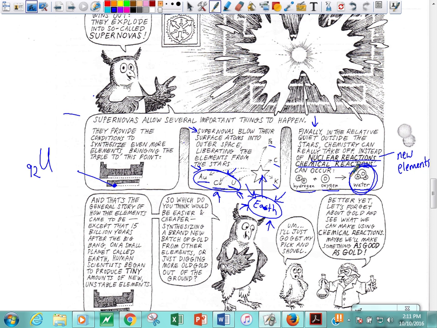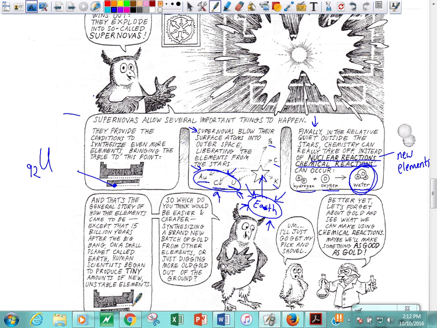And that's the general story of how the elements came to be, except 15 billion years after the Big Bang, on a small planet called Earth, human scientists began to produce tiny amounts of new, unstable elements. And so you've now got it filled in. Okay, the periodic table is now filled in. If you notice this periodic table, they're white after uranium. That means every isotope of these elements is radioactive.